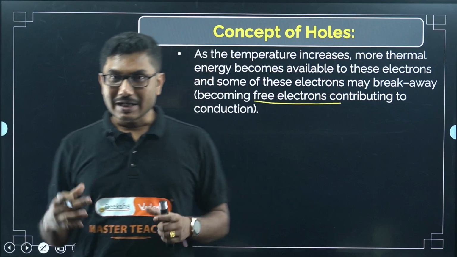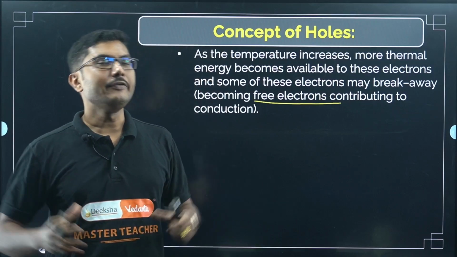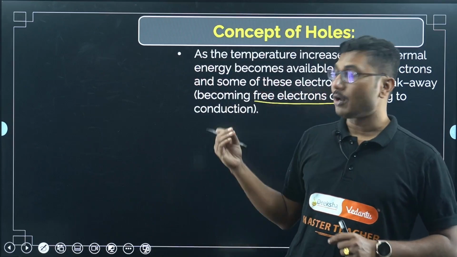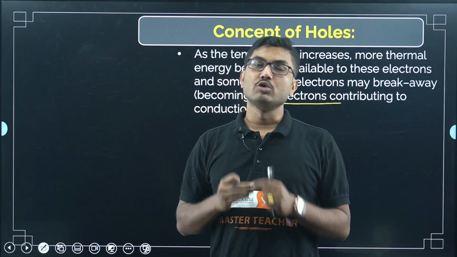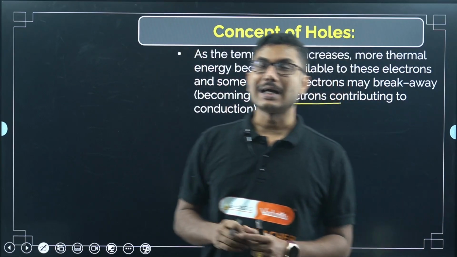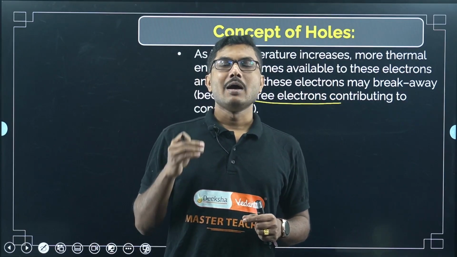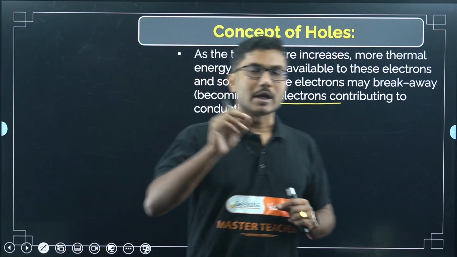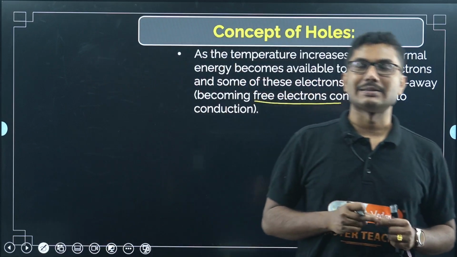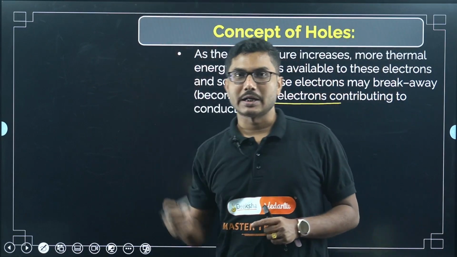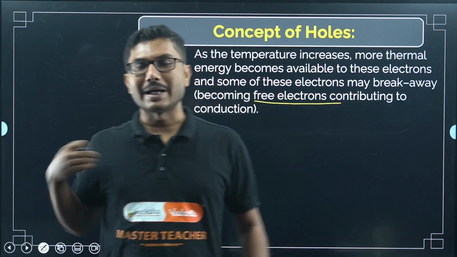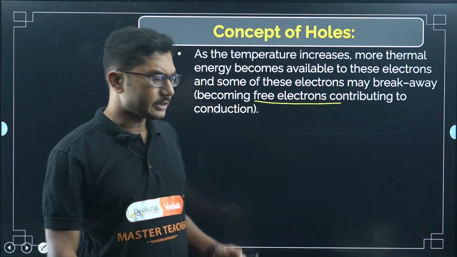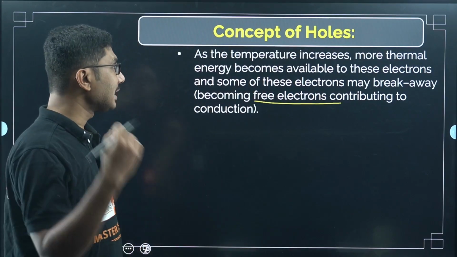Because for conduction, what we need are free electrons, which are not bound by any bond, and those electrons should be residing in the conduction band, right? The valence band is where the valence electrons reside. Now if one electron comes out of the valence band and moves to the conduction band, it is actually breaking apart from the bond and becoming free. Those electrons are contributing towards the conduction of the current.